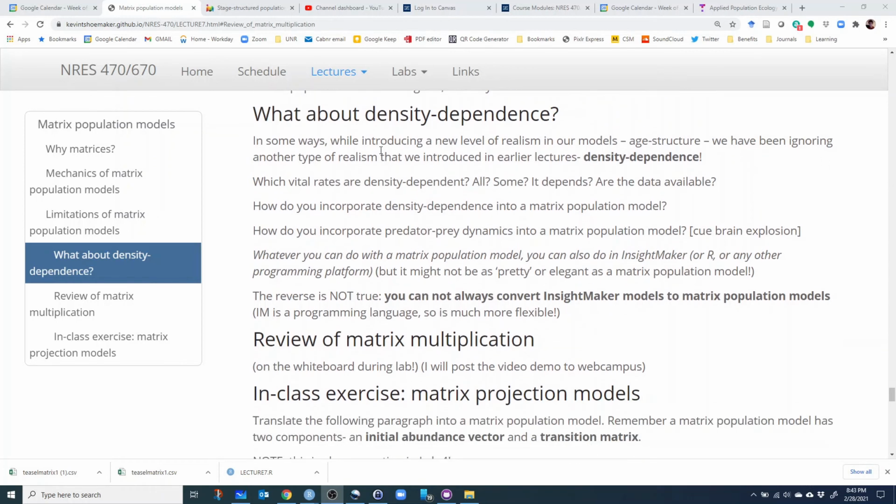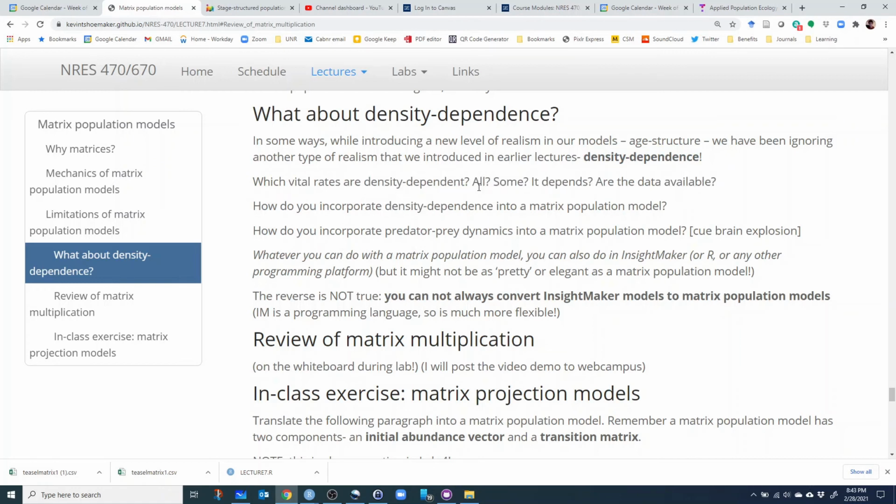Now, most importantly, what about density dependence? In these past couple lectures, we've introduced a new level of realism in our model, that is age structure, but we've been ignoring another type of realism that we introduced earlier, and that is density-dependent population regulation. So what happened to density dependence?